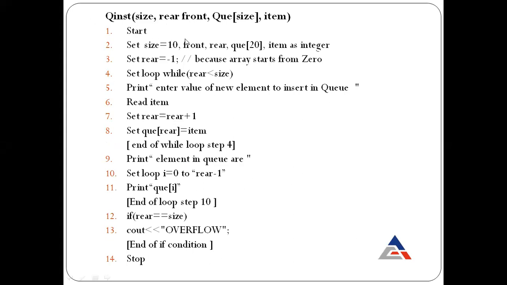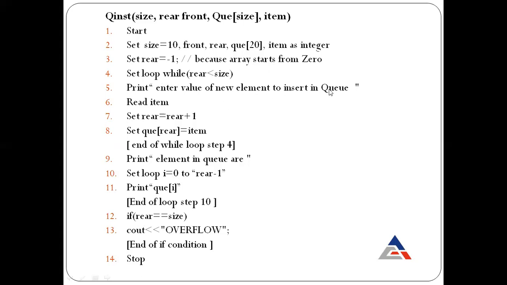Maximum size is 10, rear is -1, and set the loop while rear is less than size. So we keep on running the loop while the value of rear is less than the value of size. Because we started from 0, that's why we take rear less than size here.